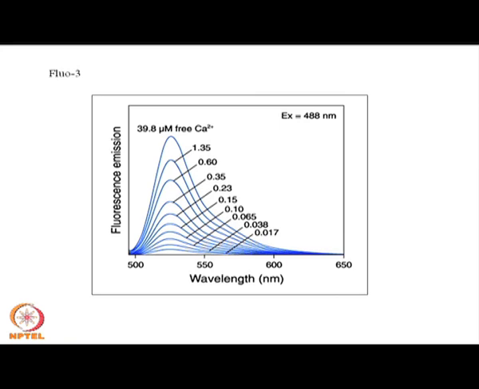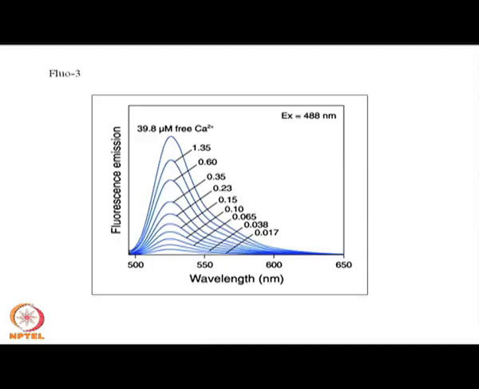So, fluo 3 is a dye which is typically used for the estimation of calcium. In principle you can have a calibration curve, and using the calibration curve you can find out the free calcium present in the system. The method can be very accurate as well, with a low possibility of errors.